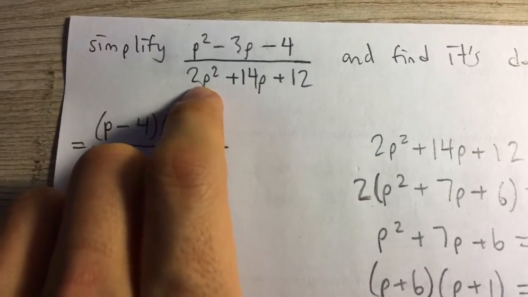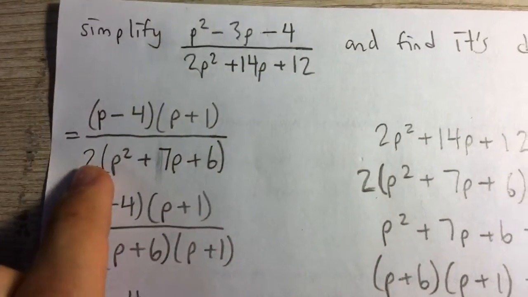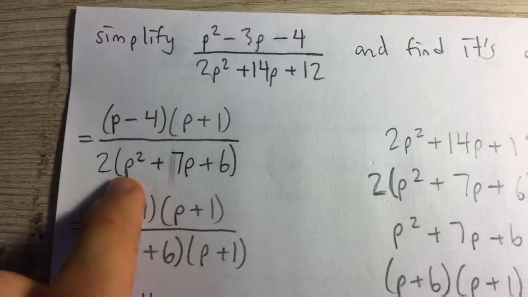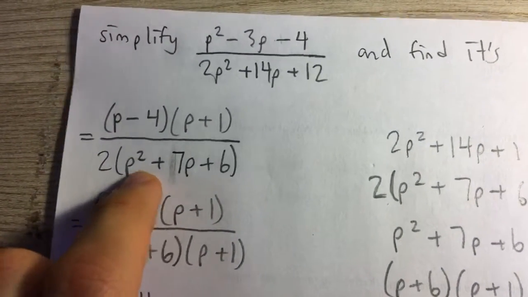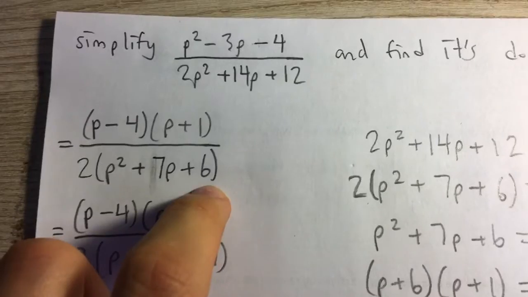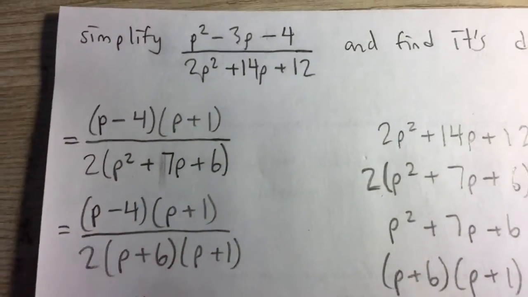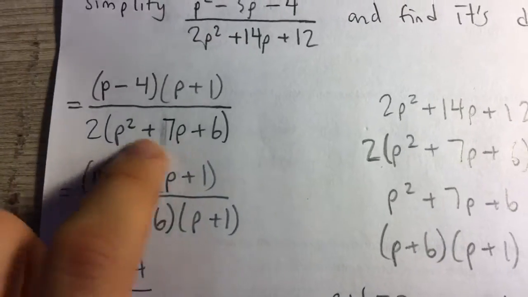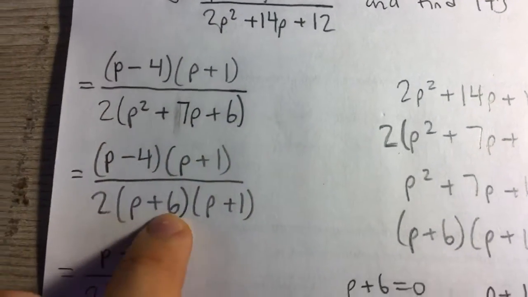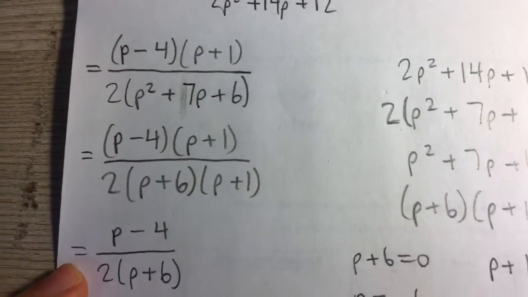And first off, in the denominator, we can see all three terms have a common factor of 2. So let's factor that out. And so we're left with p squared plus 7p plus 6, right? All three terms have been divided by 2 because I factored it out. And this trinomial here can be factored into p plus 6 times p plus 1.